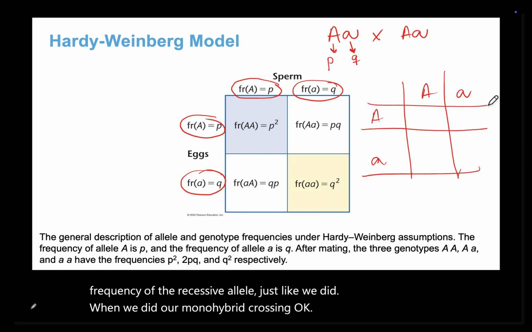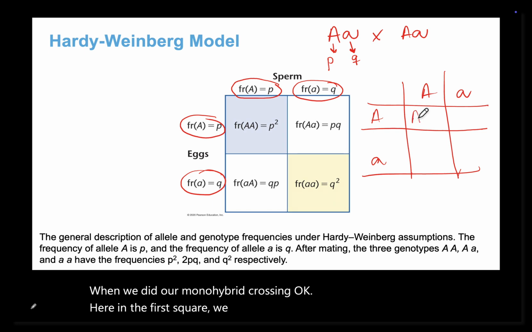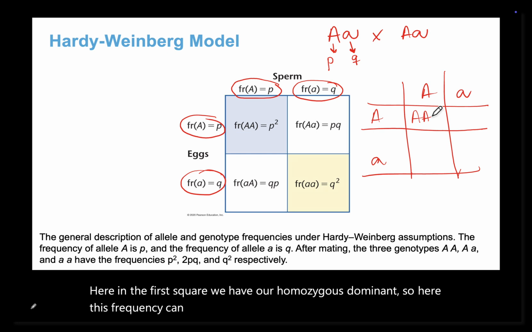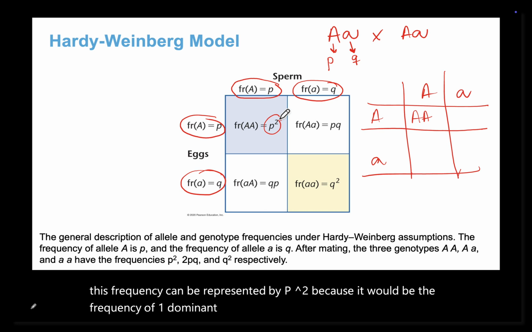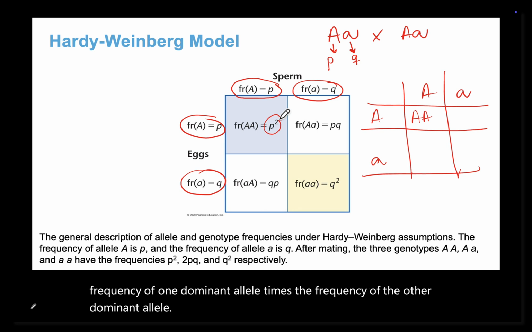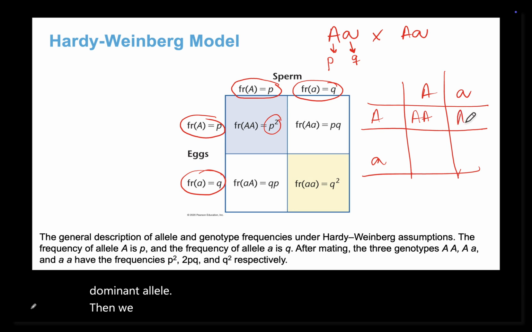Here in the first square, we have our homozygous dominant. So here, this frequency can be represented by p squared, because it would be the frequency of one dominant allele times the frequency of the other dominant allele. Then we have the heterozygous, right? In our Punnett square, which here can be represented.